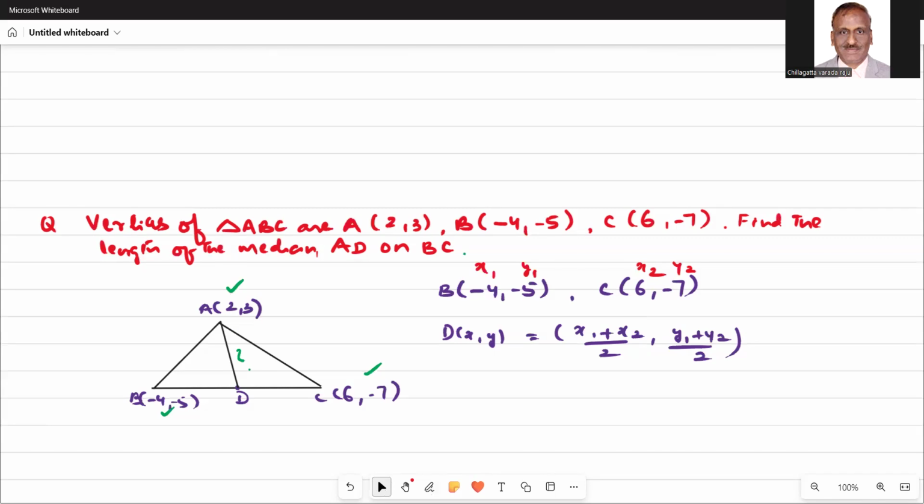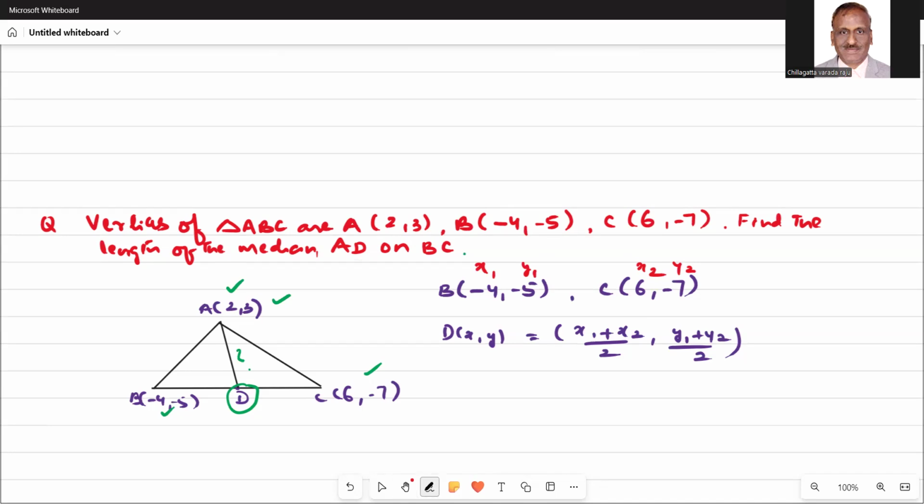To find the length, you have to use the distance formula. To use the distance formula, we need two points. Already we have one point, A(2, 3). Can't you find the coordinates of D? D is exactly at the midpoint of BC. So we'll find the coordinates of D by using the midpoint formula.